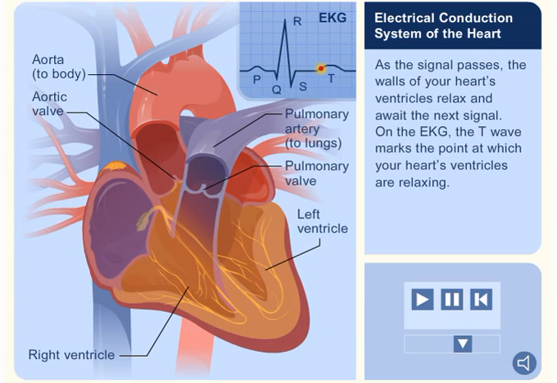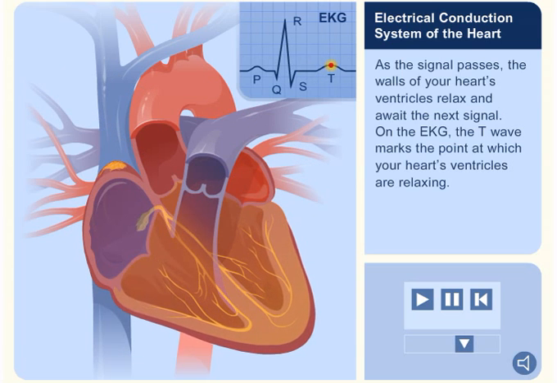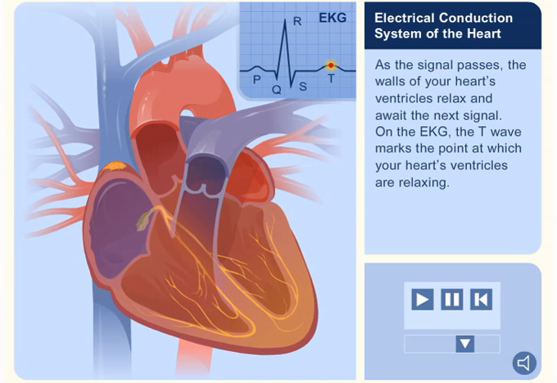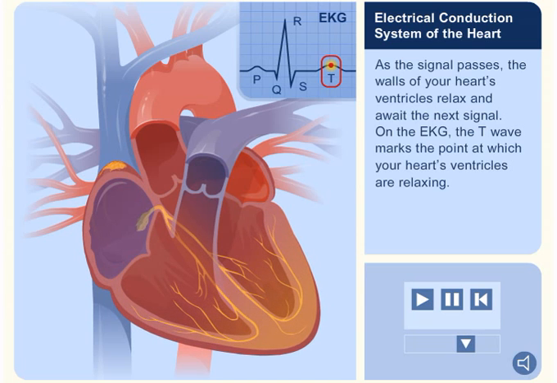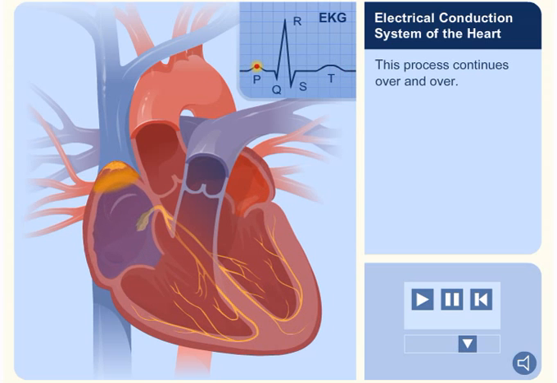As the signal passes, the walls of your heart's ventricles relax and await the next signal. On the EKG, the T wave marks the point at which your heart's ventricles are relaxing. This process continues over and over.